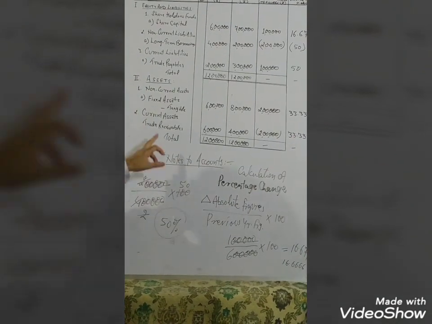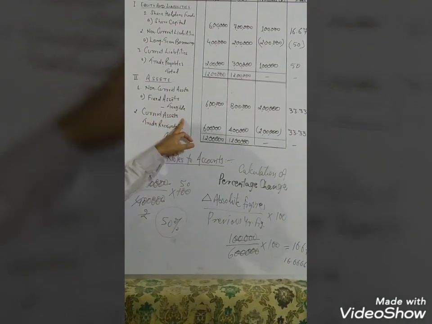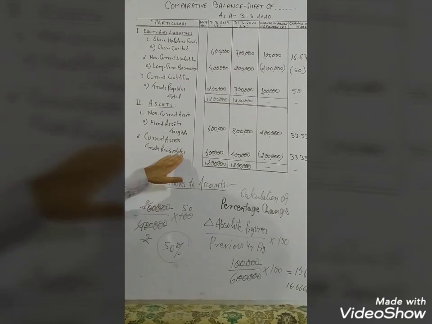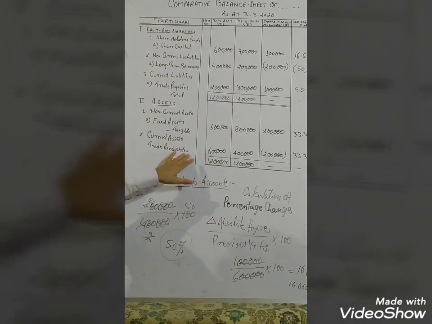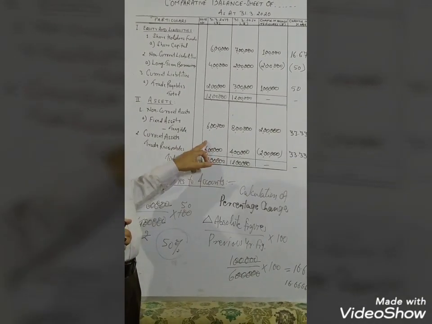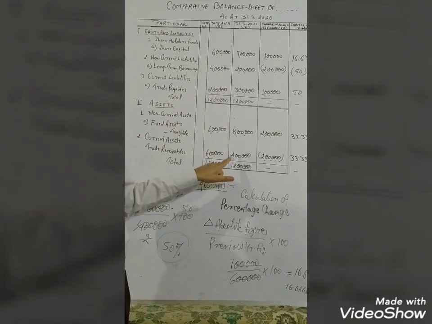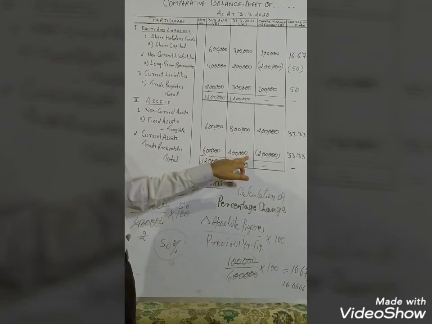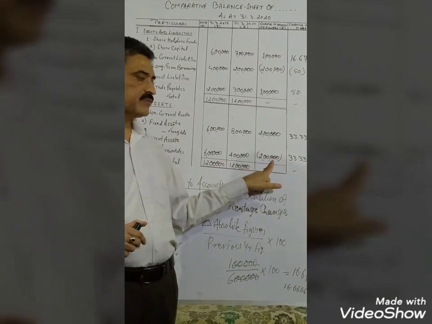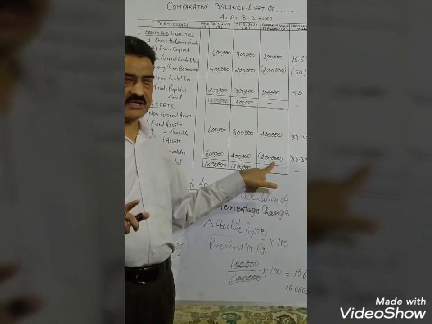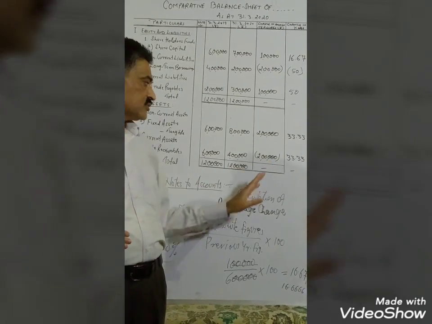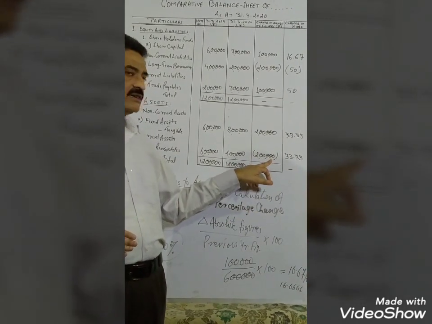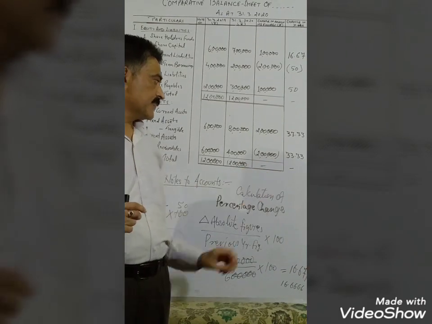Second major head is current assets. Under the current assets, trade receivables are given in the question. For the year 2019, again rupees 6 lakh, and for the year 2020, this is rupees 4 lakh. From 6 lakh to rupees 4 lakh, there is a decrease of rupees 2 lakh. This decrease of rupees 2 lakh will be shown within brackets because this is a negative value.